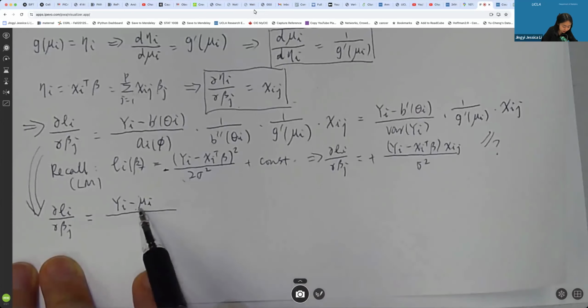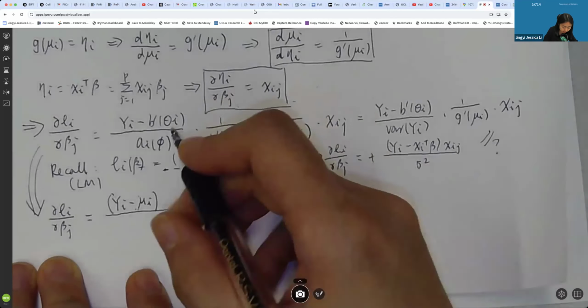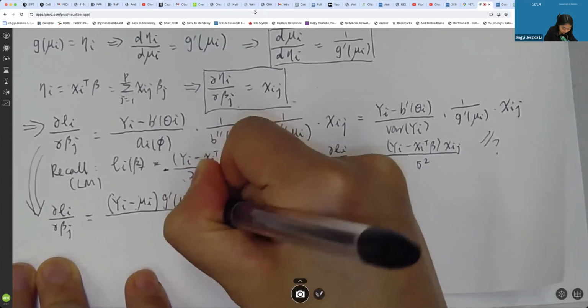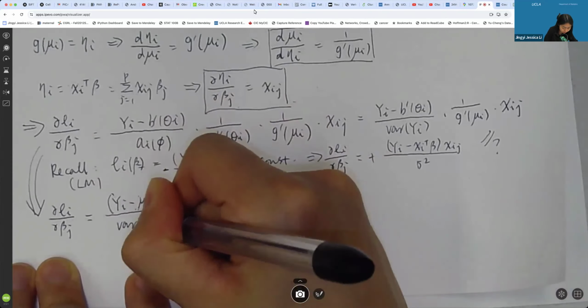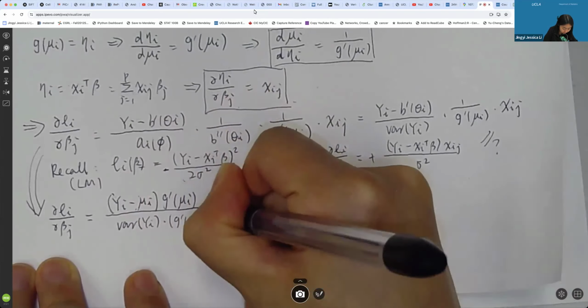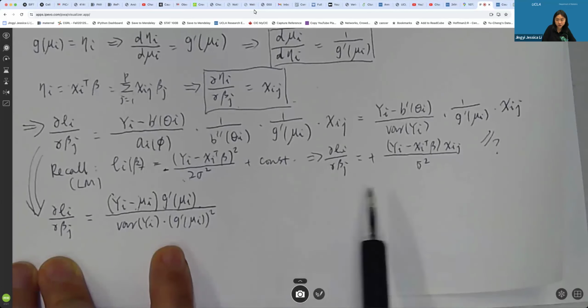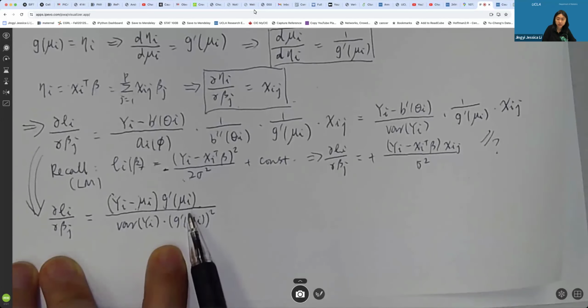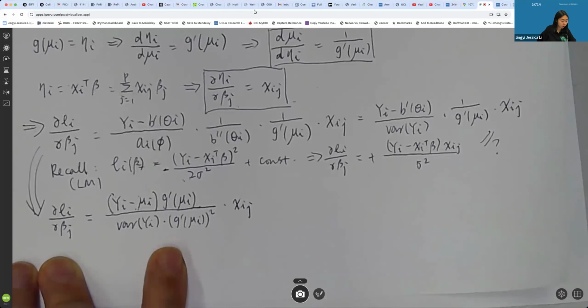So change b prime theta back to mu i. And what I will also do is multiply g prime mu i in the numerator. Then you can see that the denominator will become variance of yi times g prime mu i squared. So I didn't change anything. This additional copy of g prime mu i is introduced to cancel out the square here, so I changed the denominator from one copy to the square. It's basically the same thing, times xij. I didn't change anything, just added up the terms.